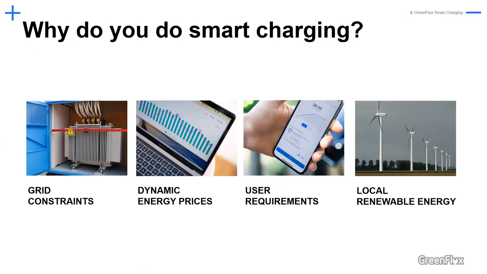The more interesting question is, why would you do smart charging? There are basically four reasons for this. And I've been giving these presentations for 10 years now, and nobody's corrected me so far on this, so I assume this is correct. Four reasons.